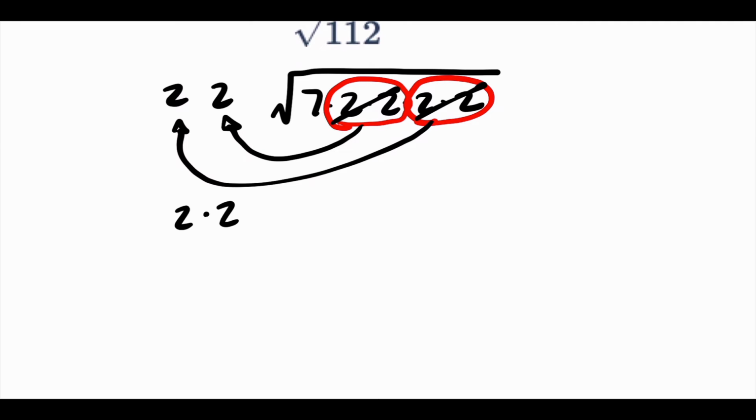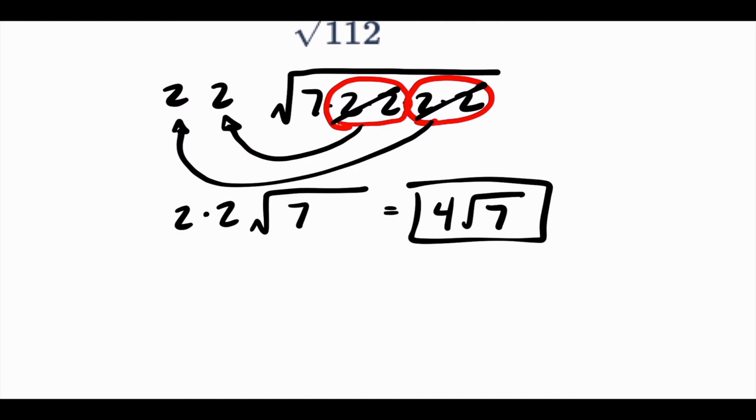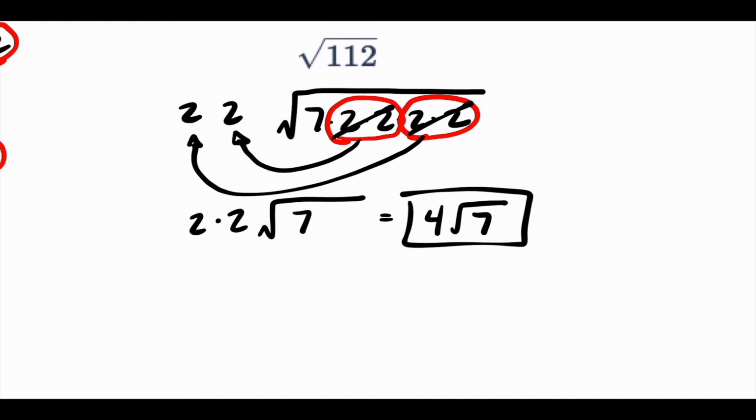Multiply. Yeah, they're going to multiply. Anything I take out to the front, they multiply. What's left? 7. That guy did not have a pair, so he's got to stay. So when I multiply, I get 4 times root 7. You're done. That's simplified, as far as it can go. There are no more pairs.